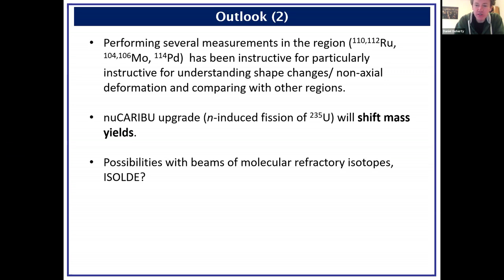But there's some possibility of extracting refractory isotopes at facilities such as ISOLDE. The approach, as far as I understand, that they're taking is to try and produce molecules of these radioactive refractory isotopes that can be extracted from the ISOL target, then to break apart these molecules inside the EBIS, as is normally done with many beams, giving access to these sorts of beams at facilities like ISOLDE.